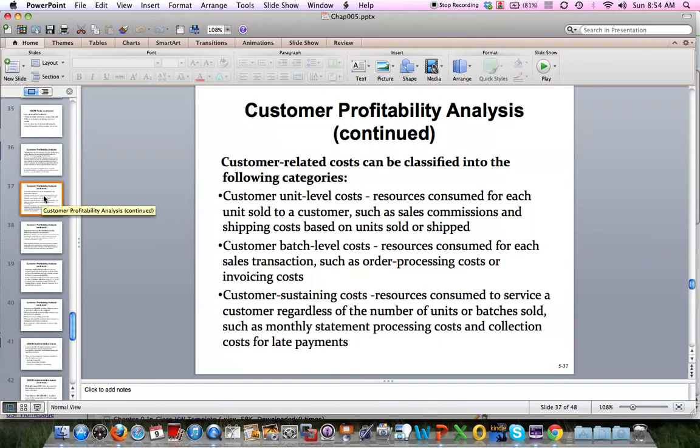Customer-related costs, just like activities, we can organize them the same way. Unit level, okay, resources consumed for each unit sold to a customer. Commission, shipping cost. Batch level, resources consumed for each sales transaction, order processing cost or invoicing cost. Then a customer sustaining cost, resources consumed to service a customer regardless of the number of units or batches sold, monthly statement processing, collection costs for late payments, some things like that.